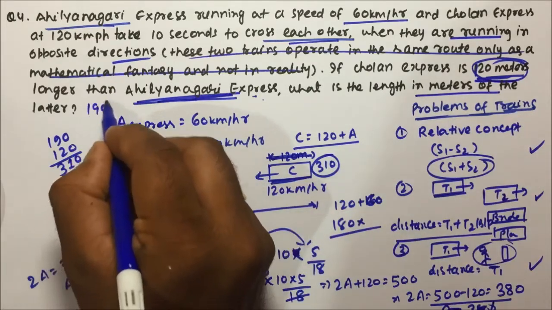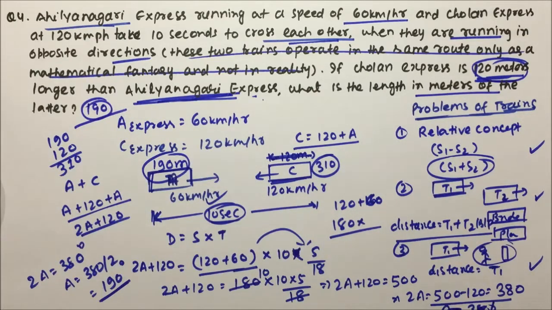So this will become 190. Okay. So friends, this question was very important, and here I have explained three concepts.